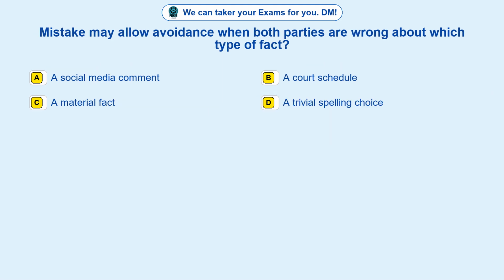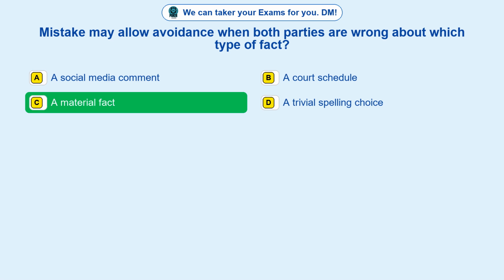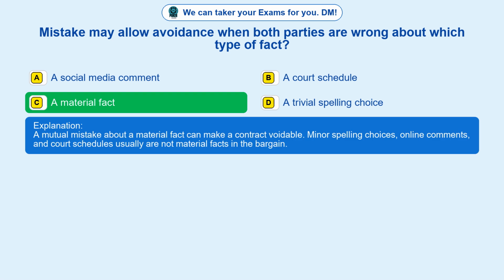Question 11. Mistake may allow avoidance when both parties are wrong about which type of fact? Option A. A social media comment. Option B. A court schedule. Option C. A material fact. Option D. A trivial spelling choice. The correct answer is option C. A material fact. A mutual mistake about a material fact can make a contract voidable. Minor spelling choices, online comments, and court schedules usually are not material facts in the bargain.